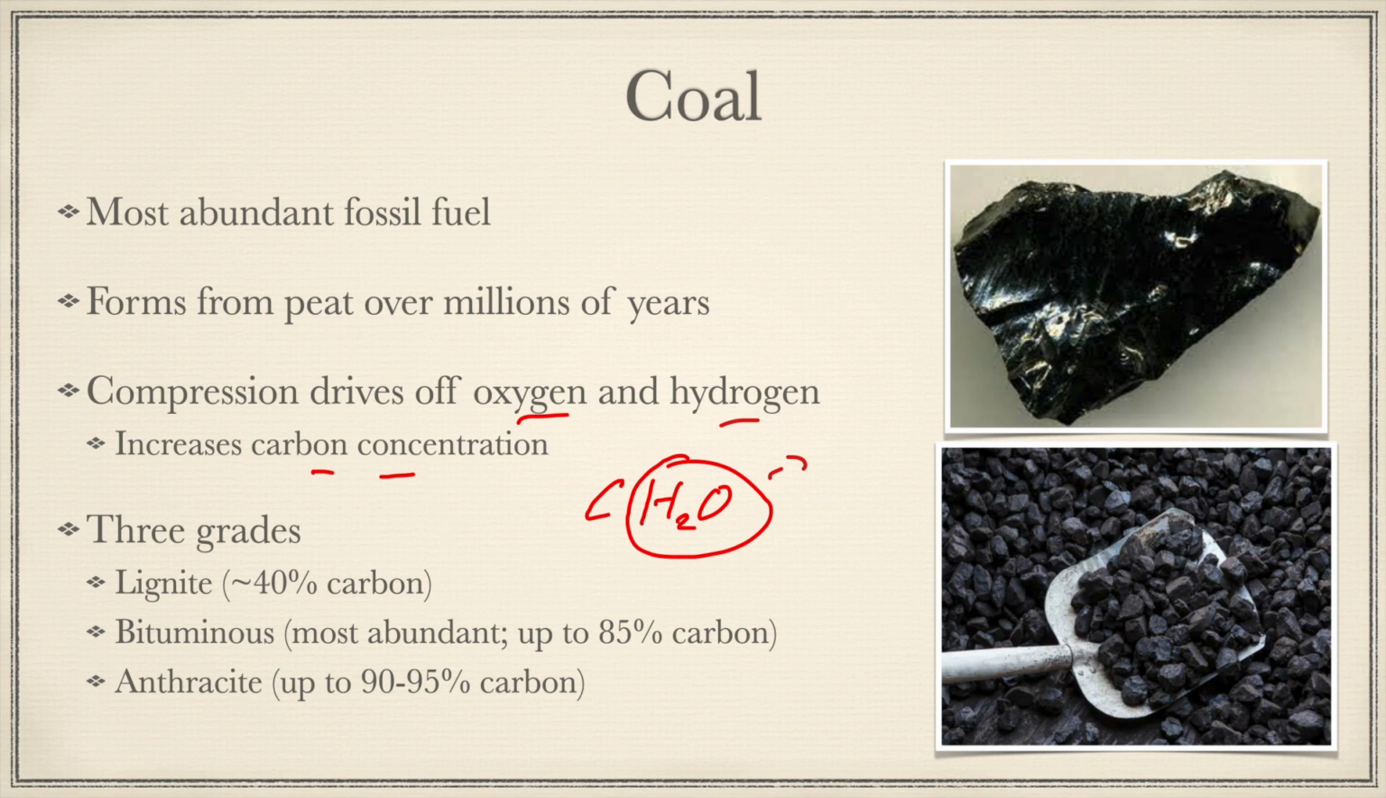There are three grades of coal. You have lignite, which is about 40% carbon. You have bituminous coal, which is what we have in West Virginia, and this is the most abundant type of coal, and it's up to 85% carbon. And then you have anthracite, which is 90 to 95% carbon.